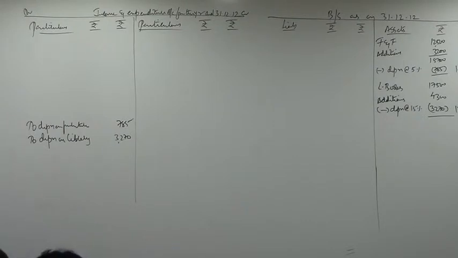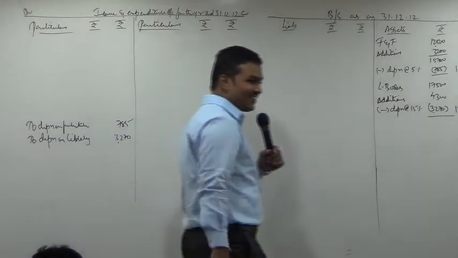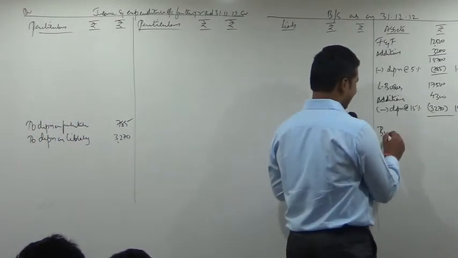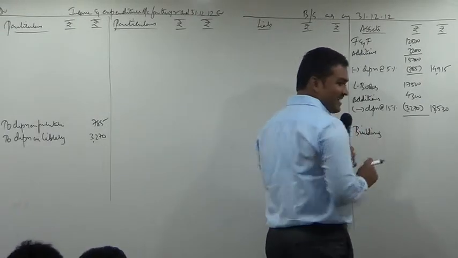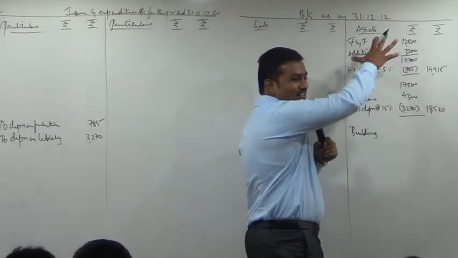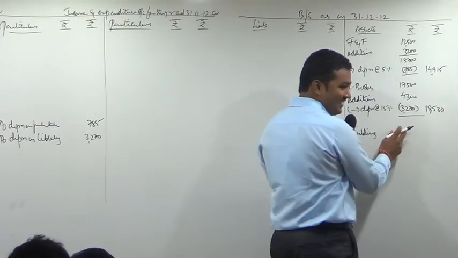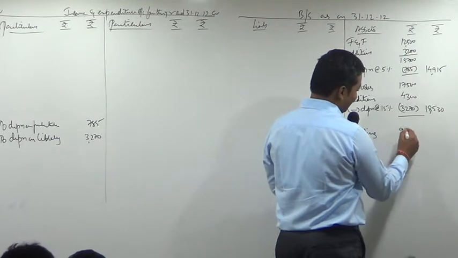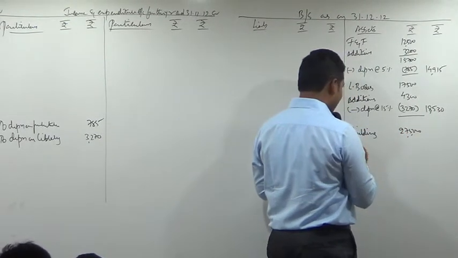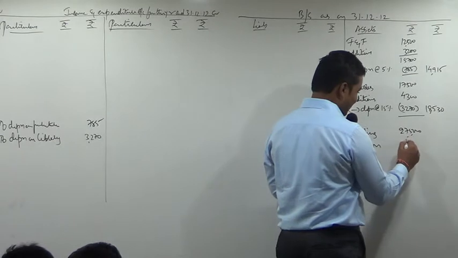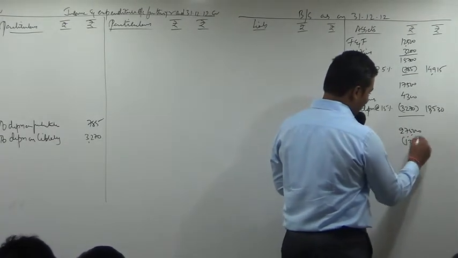Building 2,75,000. Do you have any additions to building? No. Only depreciation. We are not following any order. Building. Examination, please follow some order. Show fixed assets at the top. Show the current assets at the bottom. Building. Inner column, how much? 2,75,000 plus depreciation 13,000.